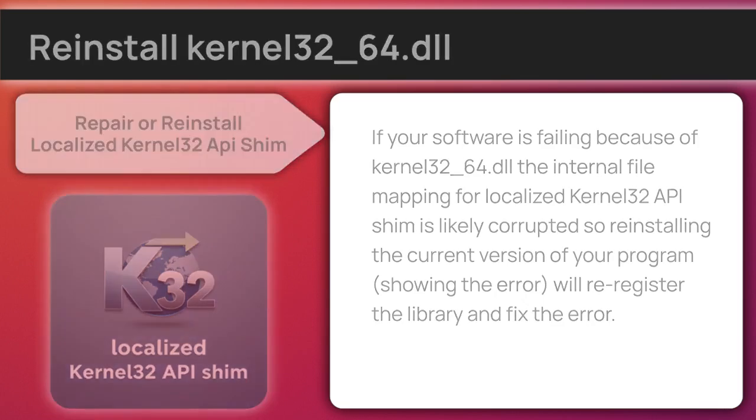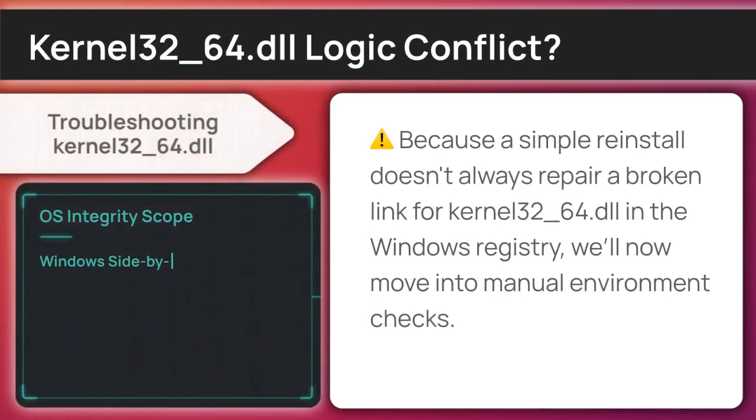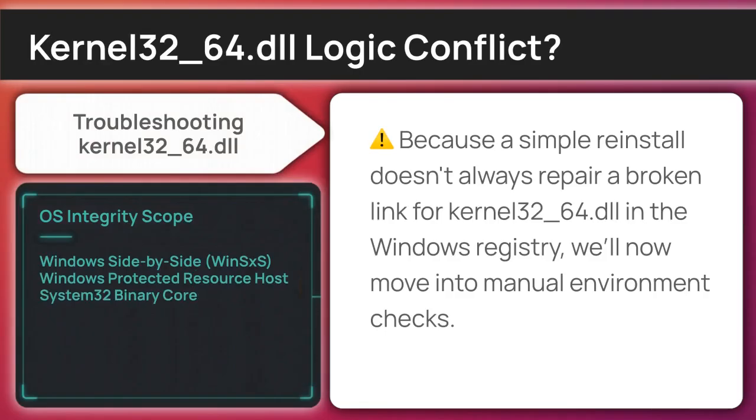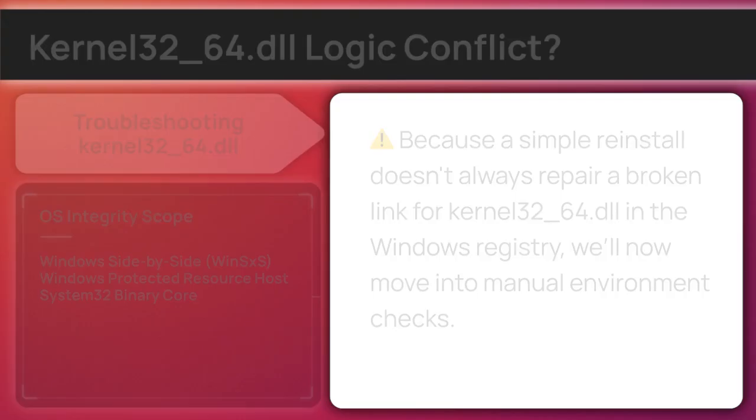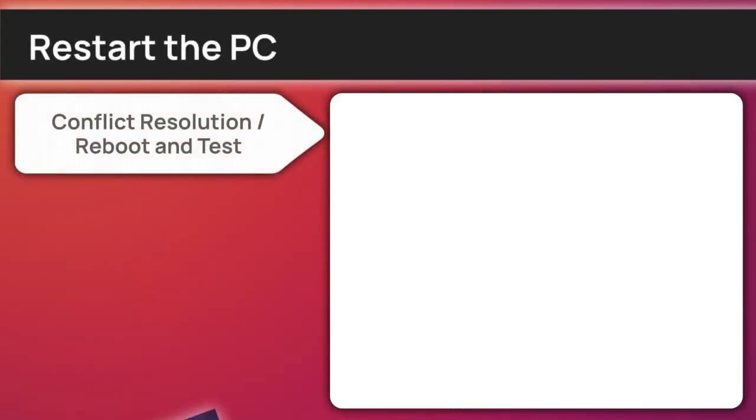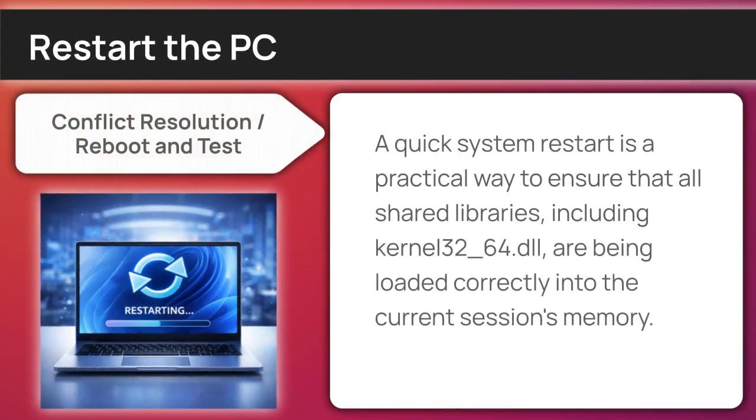If the redistributable repair didn't resolve the pop-up, the next logical step is to analyze the local environment for process conflicts. A standard reboot clears out temporary memory conflicts and gives the Windows loader another chance to properly register the Kernel32 module component during startup.